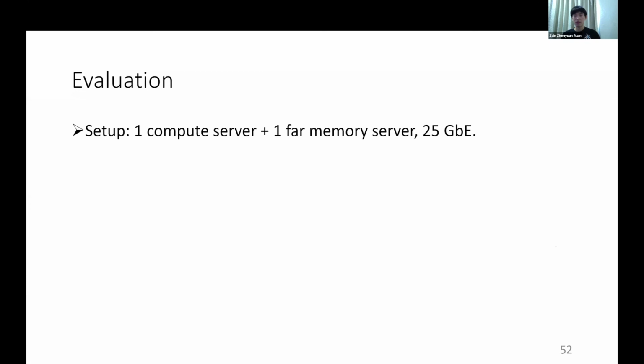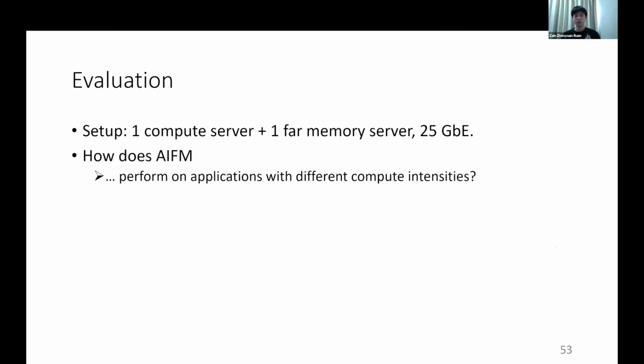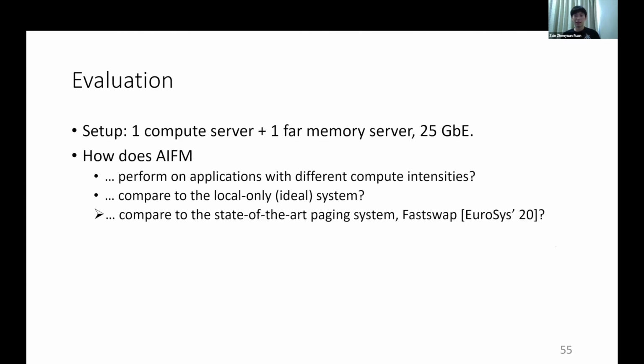In our evaluation, we use a compute server and a file memory server. Both of them are equipped with a 25 gigabit Ethernet NIC. Our evaluation focuses on answering 3 questions. First, how does AIFM perform on applications with different compute intensities? Second, how does AIFM compare to the ideal case that only uses local memory? And finally, how does AIFM compare to the state-of-the-art paging system, FastSwap?